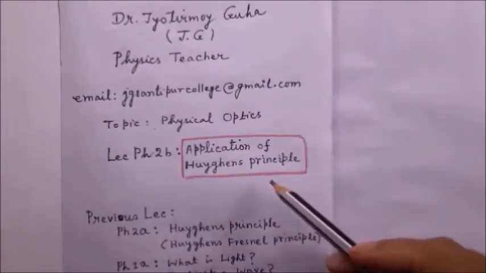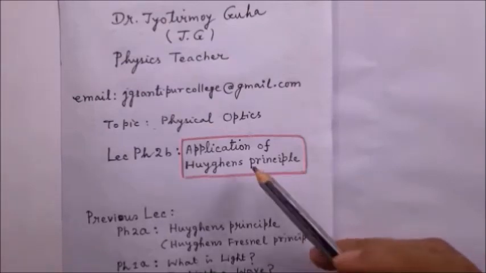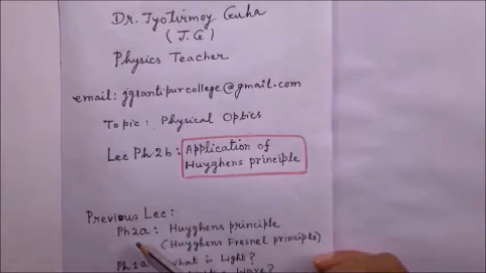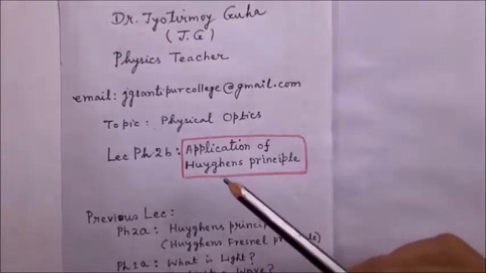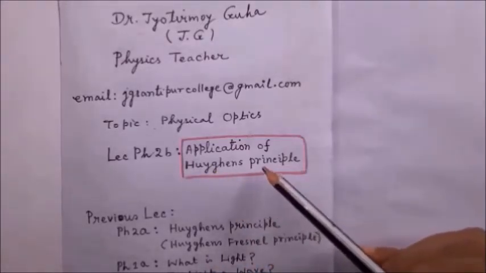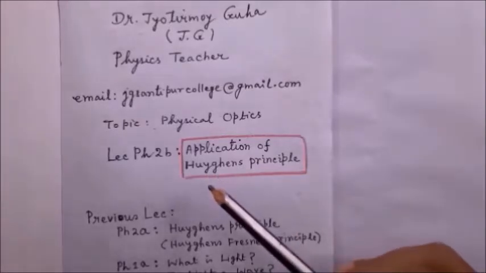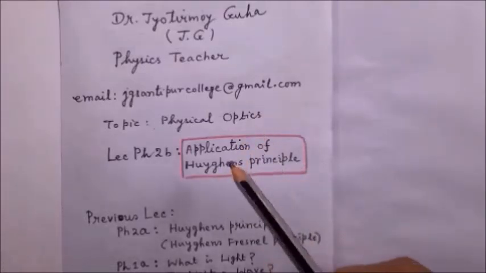Today we'll discuss certain applications of Huygens Principle. In a previous lecture entitled 2a, we discussed Huygens Principle and Huygens-Fresnel Principle. We'll study application of Huygens Principle in case of laws of reflection, laws of refraction. Also, we'll study application of Huygens Principle for light passing through an aperture as well as light passing through two apertures.